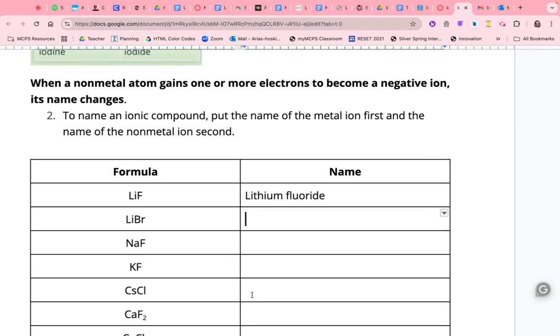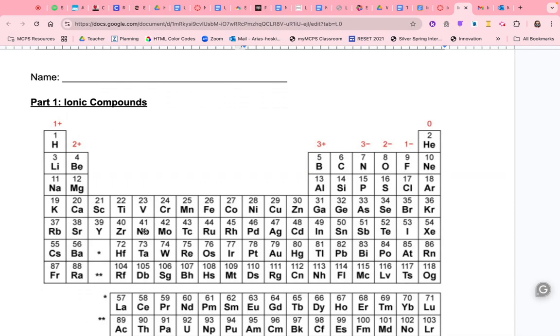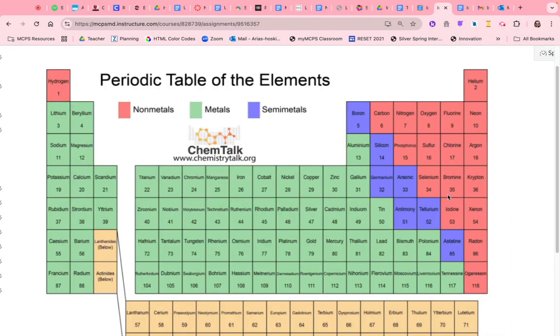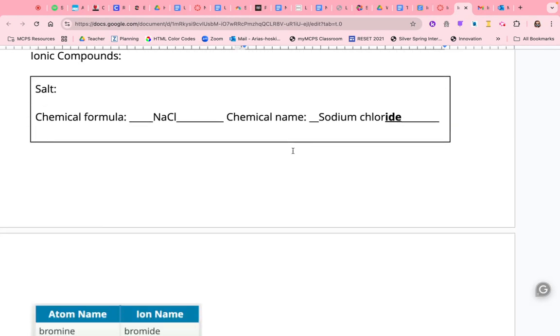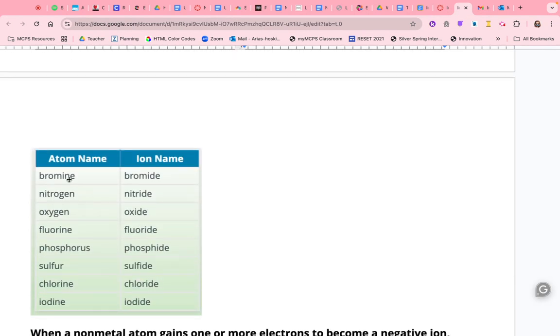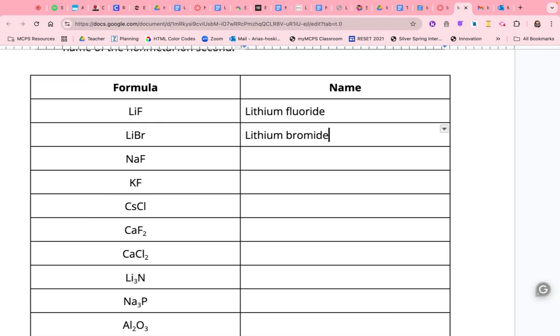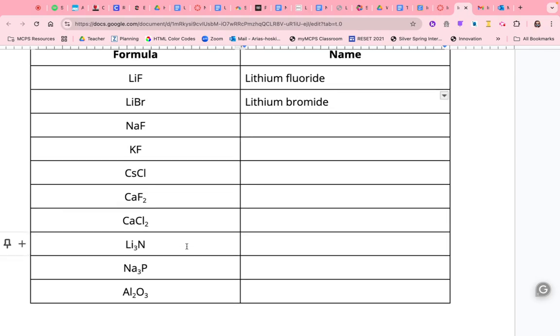How do you think it's going to be the second one? You have the Li already, so you know that it's lithium. Now the second part right here is Br. Okay, so where is the Br? You're going to find out the Br is number 35. When you go to my CPS classroom, you're going to find number 35. It says bromine. Remember, you're just going to change the last 3 letters. Instead of bromine, it's going to be bromide, IDE. Okay, so bromide.